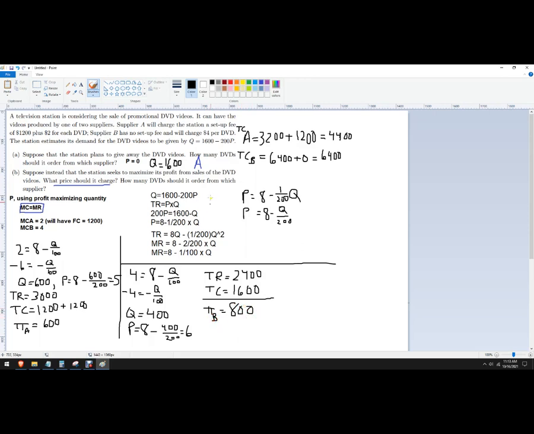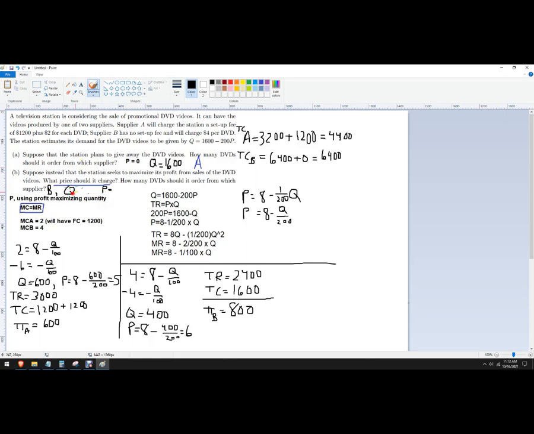So the answer to the second one is we should use Supplier B. We should purchase 800 units, and we should charge a price. No, that's not right. We should not produce 800 units. We should produce 400 units. Sorry, a mistake there. 400 units.